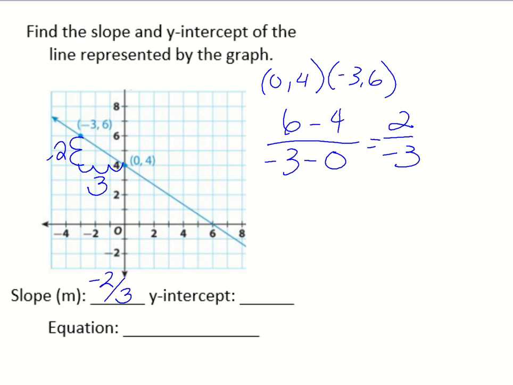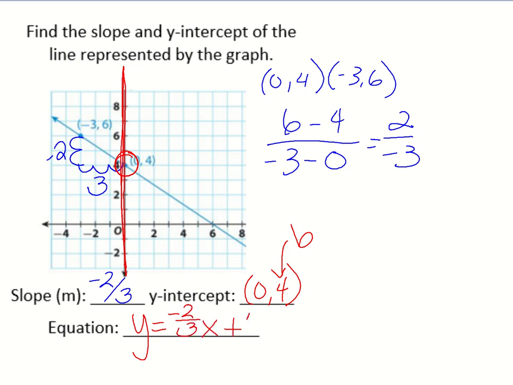The y-intercept is very nice and easy. It's wherever it crosses the y-axis. So the y-axis is this red line that I've just drawn in. My blue line crosses it right here. And technically it is this point, but the b is only the 4. So it's just wherever it crosses, and see how the x is 0. And now that I have my m and my b, y equals negative 2/3 x plus 4. And I'm done. So graphs are a lot easier, just remembering how to find your slope.